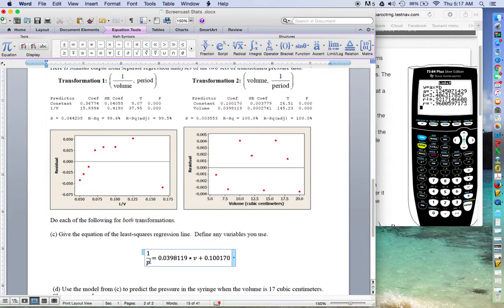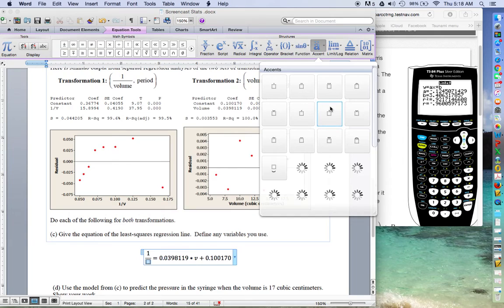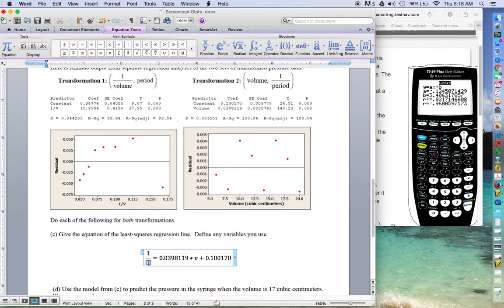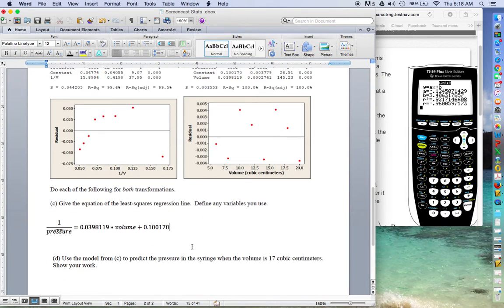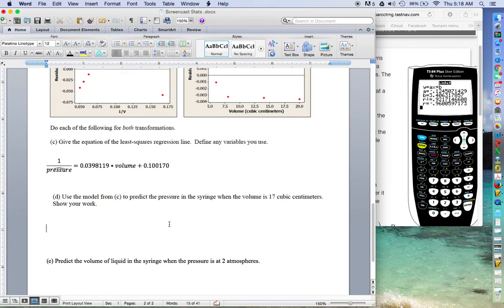Define any variables. I guess if we're doing this the right way, we'd say pressure hat. Let's see if we have a symbol in Microsoft Word for hat. Surprise, surprise, we do. So pressure hat, and let's type in all volume here. That's the way we've been making regression models look in our class, right? So there you go. There's our regression model. Let's see what predictions they want us to use it for. It says predict the pressure in the syringe when the volume is 17 cubic centimeters.